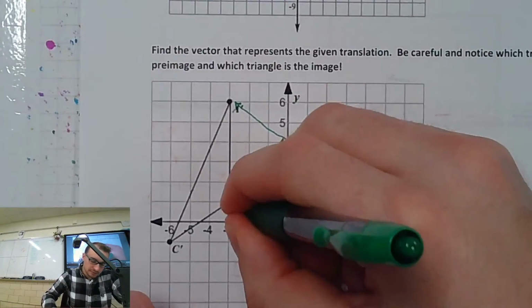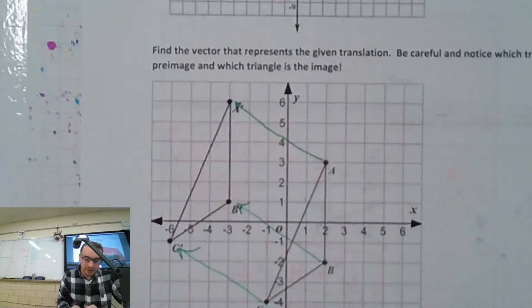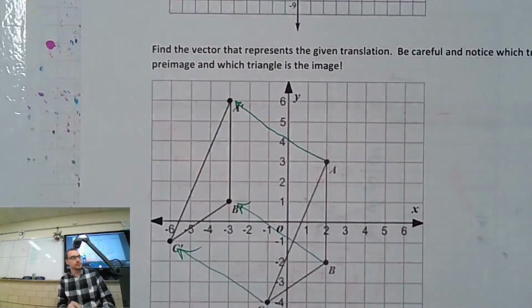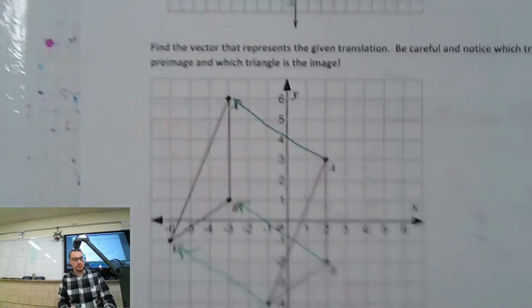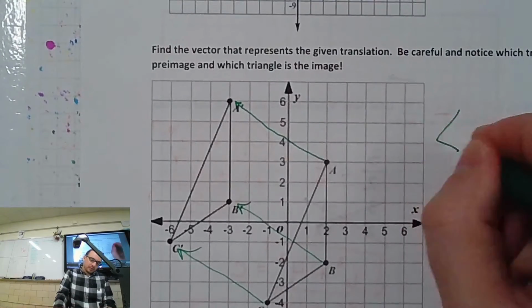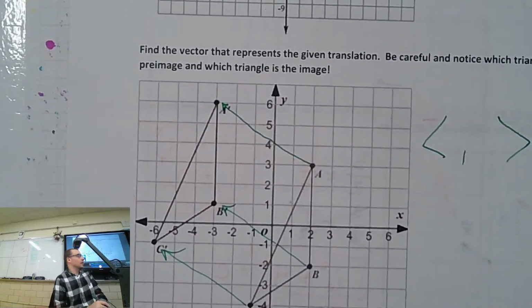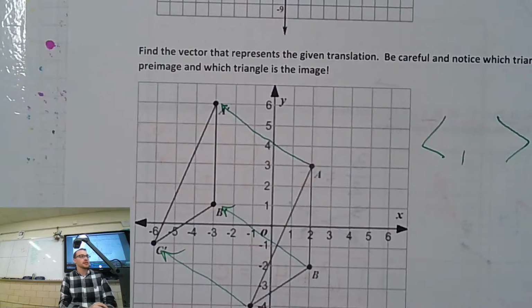Prime means new. So those are the vectors that we're using. Notice they're all the same vector. They're just copy and pasted. Now we need to know what their components are. How far to the right, how far up, right? What is it?